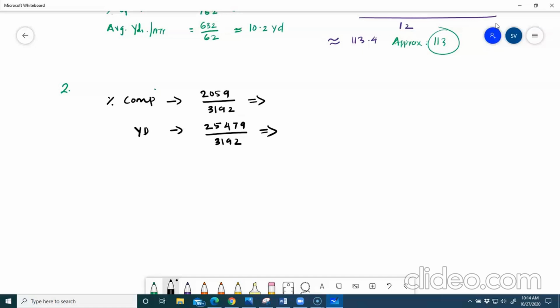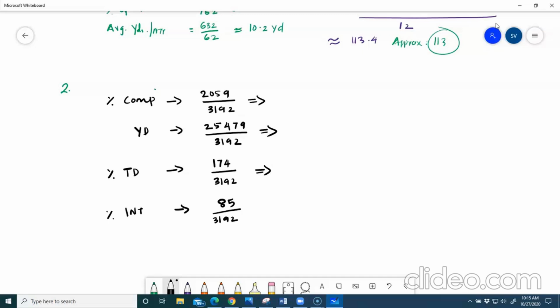And what else? With 174 touchdowns, the percentage of touchdown is 174 over the number of attempts, 3192. So that is the percentage of touchdown. And what else? 85 interceptions. So the percentage of interception is 85 over 3192. So you can calculate that.